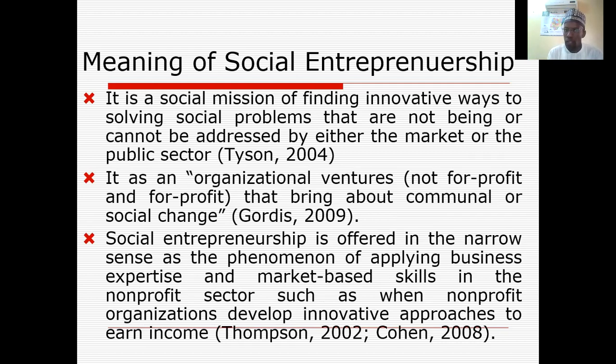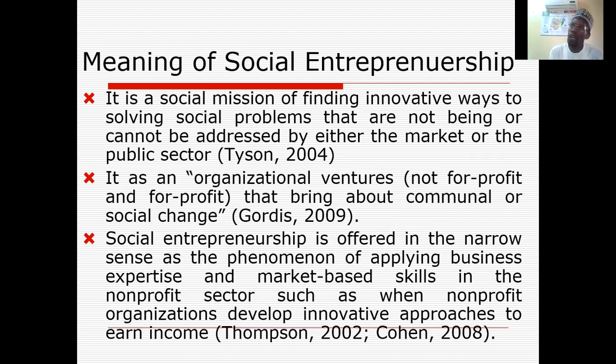According to this definition, by Tyson, 2004, it's a social mission. It's any endeavor geared toward society of finding innovative, better, more creative ways of solving societal problems that are not being or cannot be addressed by either the market or the public sector. Ordinarily, under normal circumstances, private enterprises and entrepreneurs have what we call business social responsibility, where they need to come into play in the provision of a public good to their immediate community.